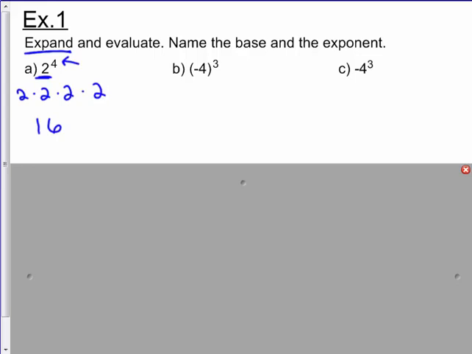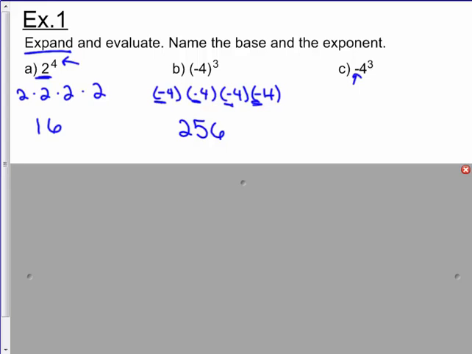In B, my base is negative 4. Now, I actually made a mistake on this. I actually put it to the 4th power here. It actually should be to the 3rd. So let's ignore that last negative 4. So it should be negative 4 times negative 4 times negative 4. Negative times a negative times a negative is going to be negative. And 4 and 4 is 16. 16 and 4 should be 64. So the answer you should get is negative 64. I accidentally did it to the 4th power.